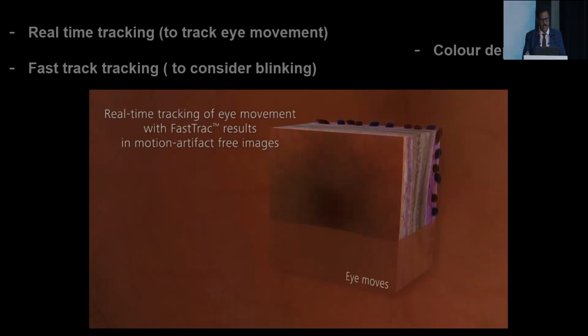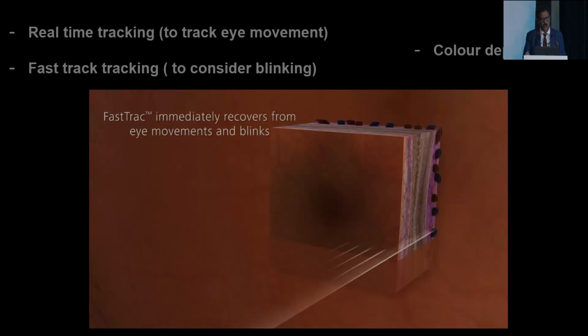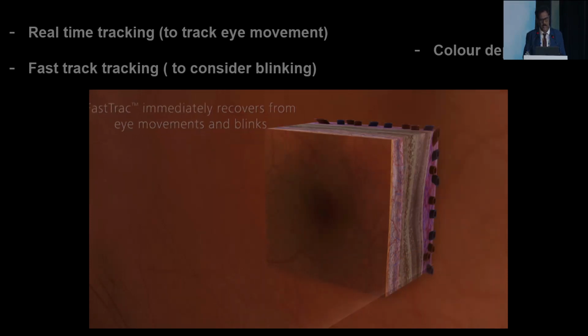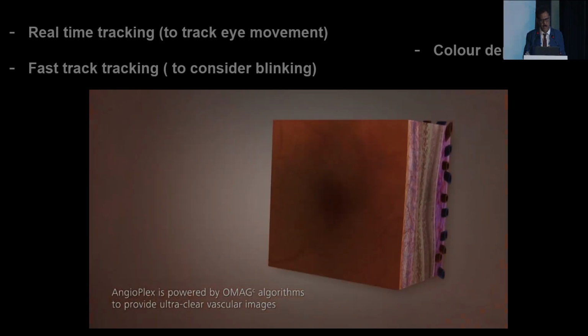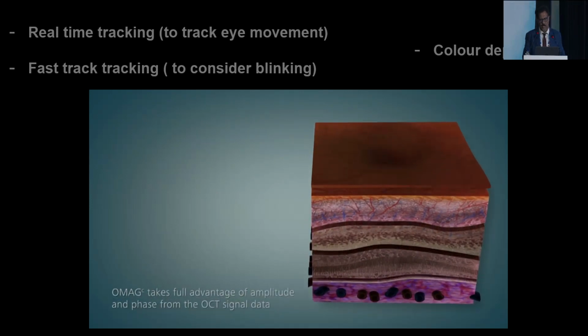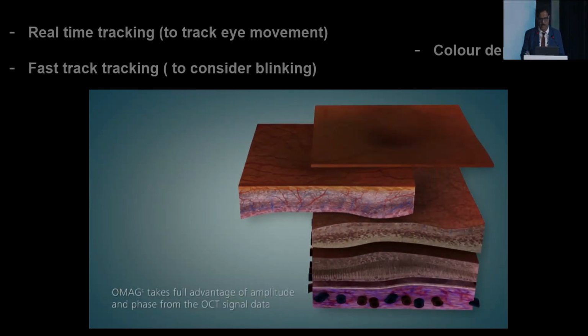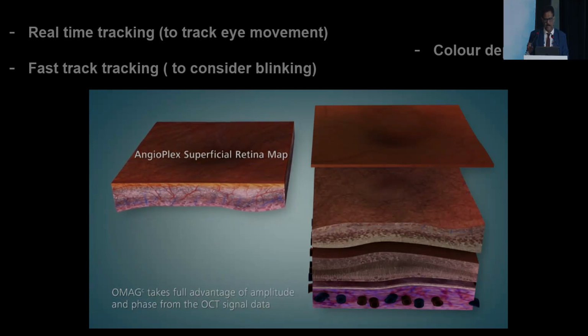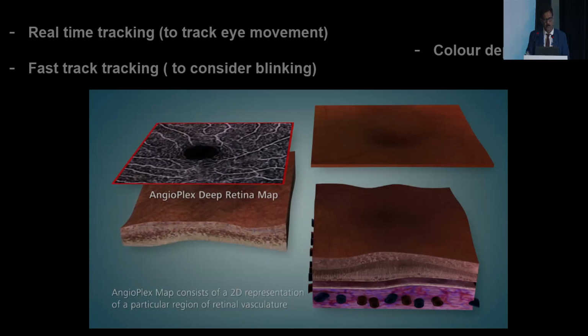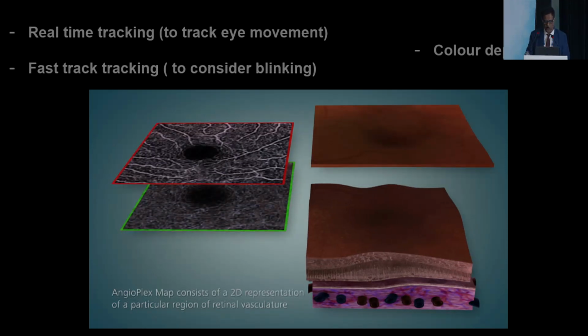This is another technique that is not free of tracking. You have to track the images to get rid of all kinds of artifacts. One is real-time tracking to track the eye movement. Another is fast-track tracking to account for blinking. Both play side by side at one go, and we can get color depth images, with red in the superficial layer, green for the deeper layers, and avascular zones in blue.